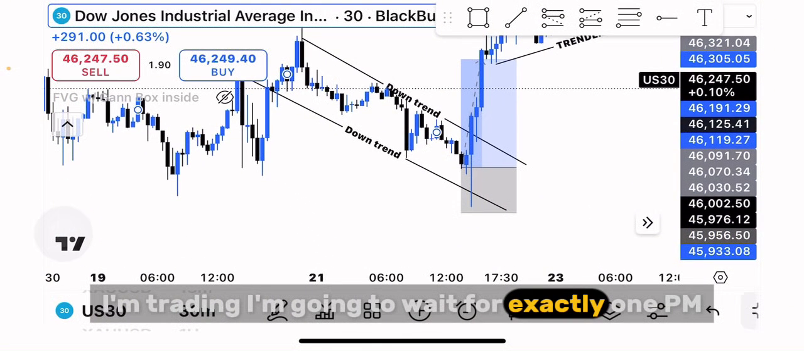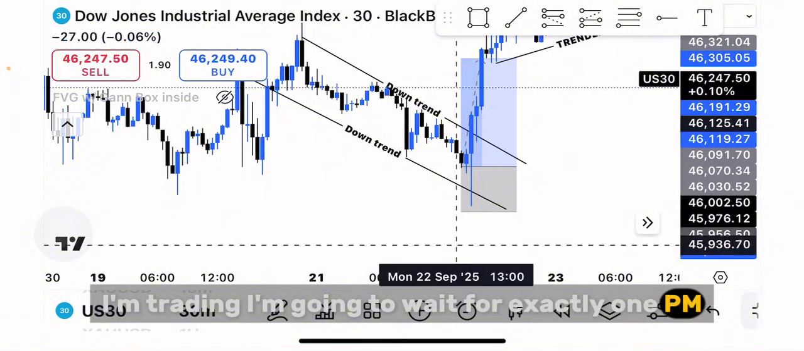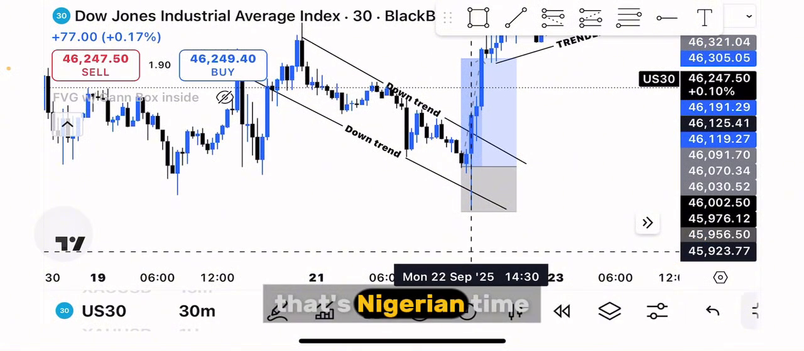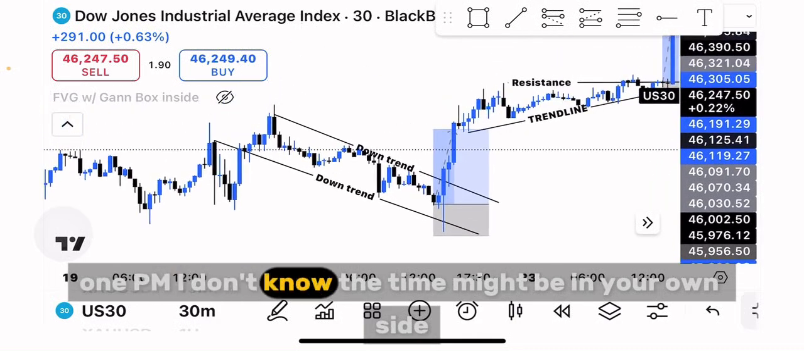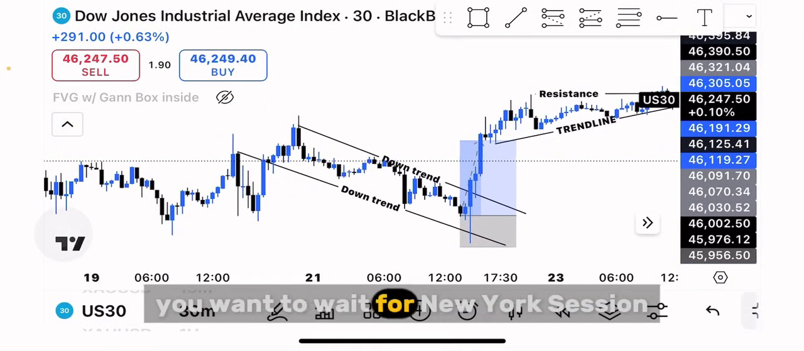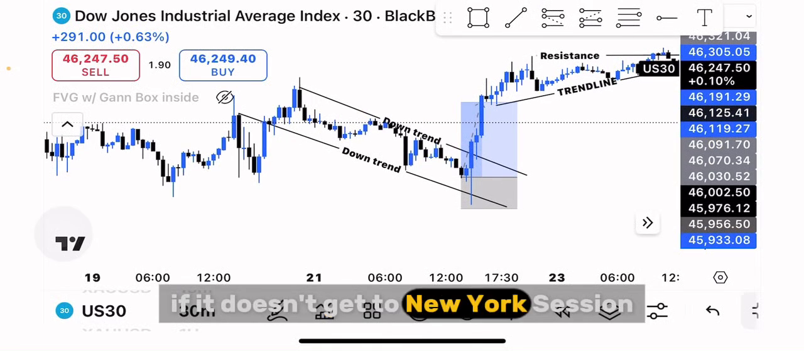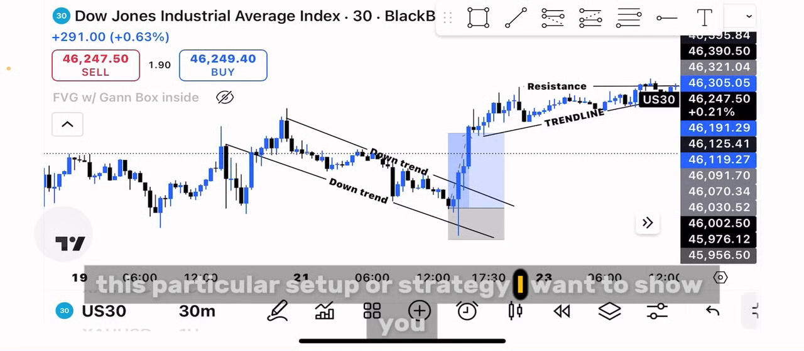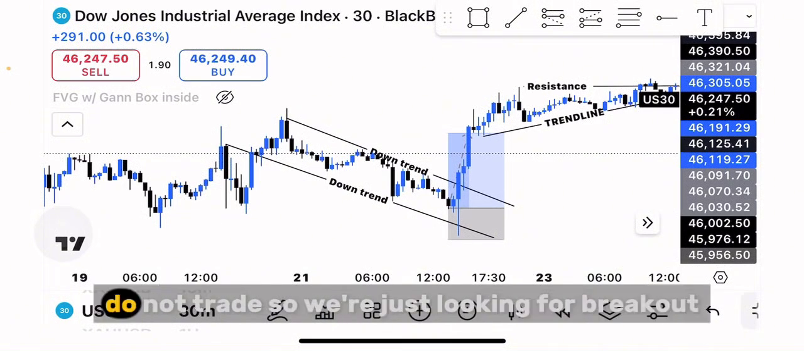I'm going to wait for exactly 1 p.m. That's the opening of New York session. That's Nigerian time, 1 p.m. I don't know the time it might be on your own side, but in Nigeria it's 1 p.m. You're going to wait for New York session. If it doesn't get to New York session, you shouldn't trade this particular setup or strategy I want to show you. If it doesn't get to New York session, do not trade.